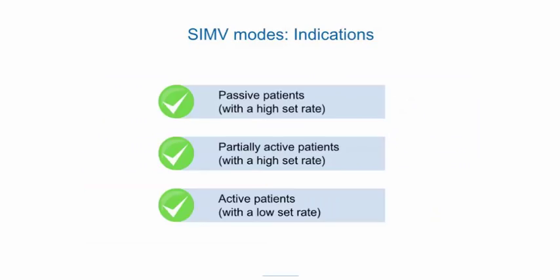Therefore, by setting the backup rate, SIMV modes may suit all ventilated patients, passive, partially active or active. This is why SIMV modes are sometimes called universal modes. In a passive or partially active patient, we should therefore set a relatively high backup rate to ensure adequate ventilation. In active patients, we should set a low rate to improve patient comfort and promote the patient's spontaneous breathing. A very low rate is prohibited if the patient is passive.